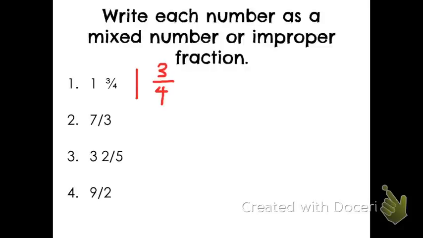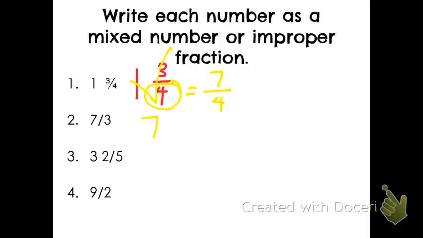So I take 1 times 4 and I add up. So 1 times 4 gives me 4, plus 3 would give me 7. Whatever my denominator is, it stays the same. So 1 3/4 is equivalent or equal to 7/4. It's the same number, the same fraction, just written as an improper fraction.